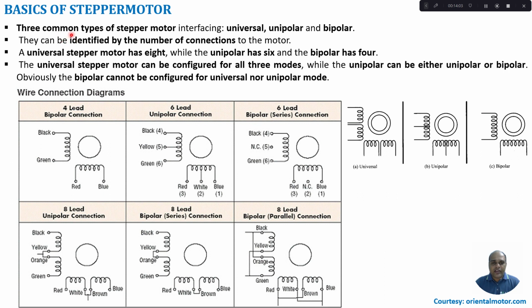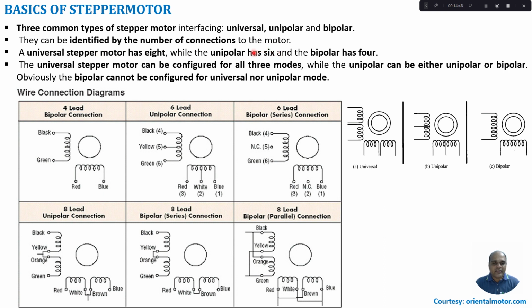There are 3 common types of stepper motor: universal, unipolar and bipolar. These are identified by the number of connections. A universal motor will have 8 leads, a unipolar motor will have 6 leads, and a bipolar motor has 4 leads. We can convert a universal motor into unipolar and bipolar. Unipolar can be converted to bipolar, but bipolar cannot be converted to universal or unipolar.